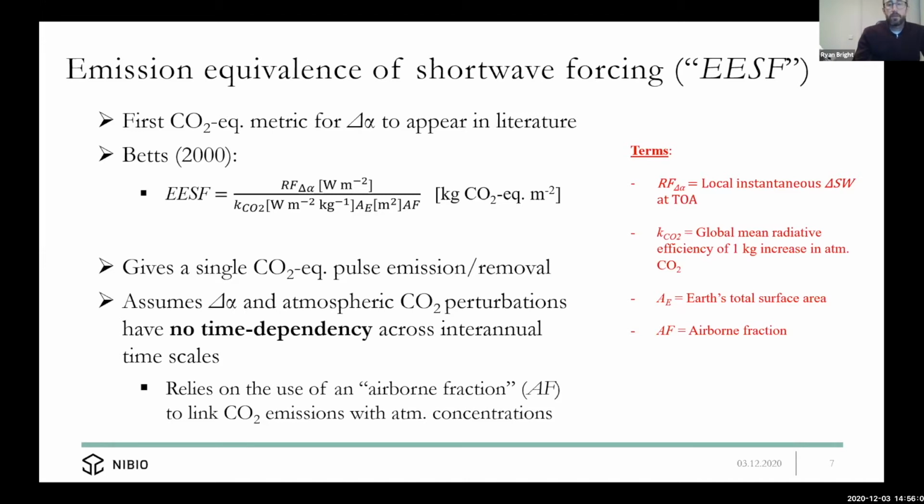Regarding this metric, what's important to note here is that there is no time dependency over interannual timescales, both for CO2 atmospheric concentration evolutions or for the albedo changes on the surface itself. So this is overcome by using what's called the airborne fraction to link emissions with atmospheric CO2 concentrations.